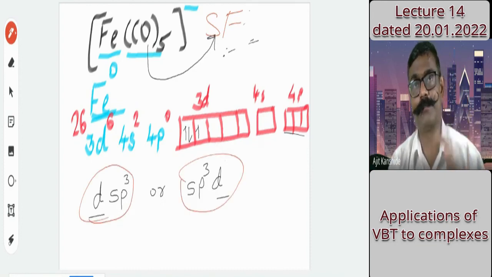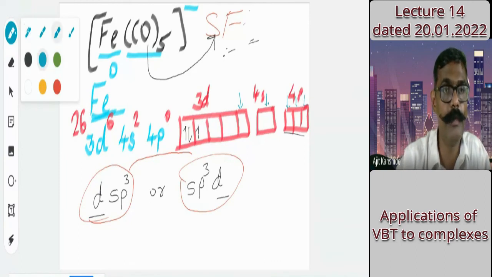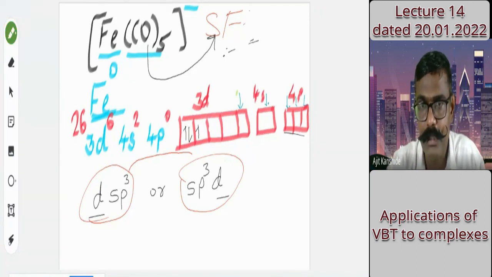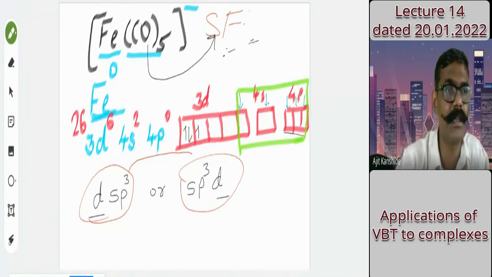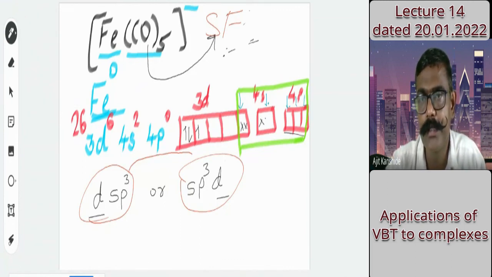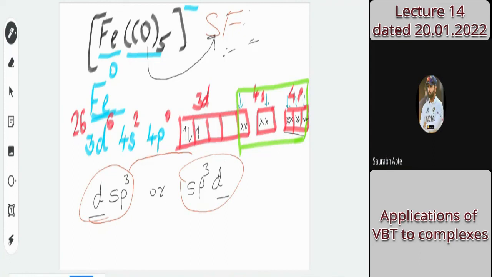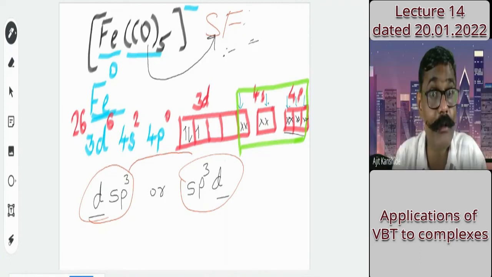I want the electronic configuration. First decide. Yes, right. dsp3 is the possible hybridization. So here one of the d orbitals, the s orbital, and all three 4p orbitals will be used for hybridization. Which hybridization? dsp3. And in those dsp3 hybrid orbitals, lone pairs will come from the ligands: one lone pair, second, third, fourth, and fifth lone pair. dsp3. Are you following? Yes, sir. But I want the electronic configuration. That point is not yet answered.